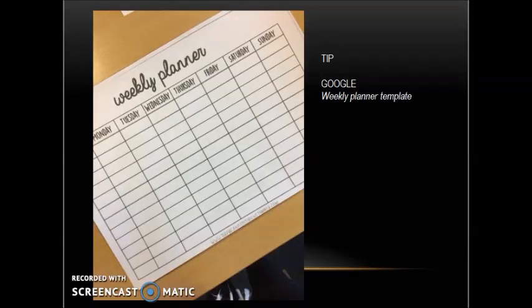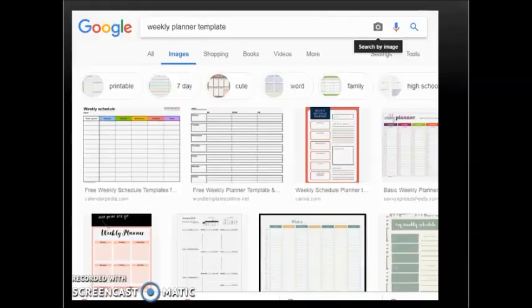So your first step to getting organised is to plan. Have you ever heard that saying, failure to plan is planning to fail? Well, we are going to avoid that. This one is from the Organise student blog. I have popped the link below, and I really like the layout, but if you Google weekly planner template, you might find one that you like. So type it in, choose one.